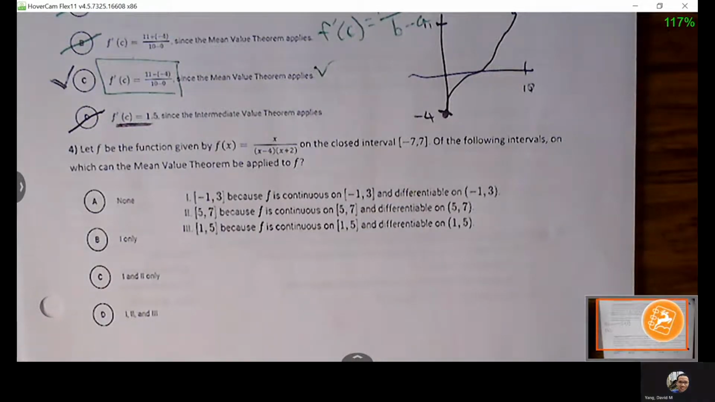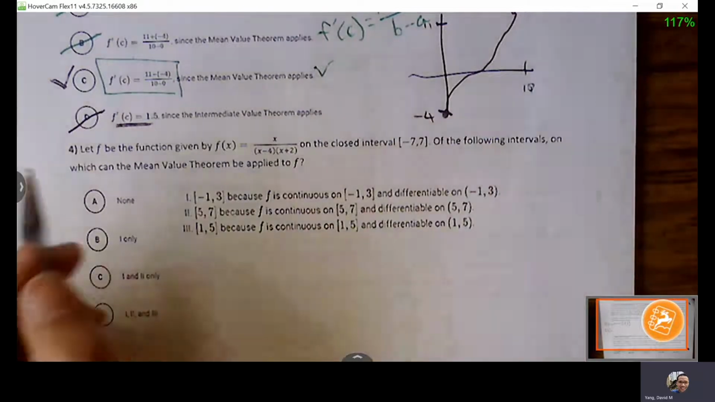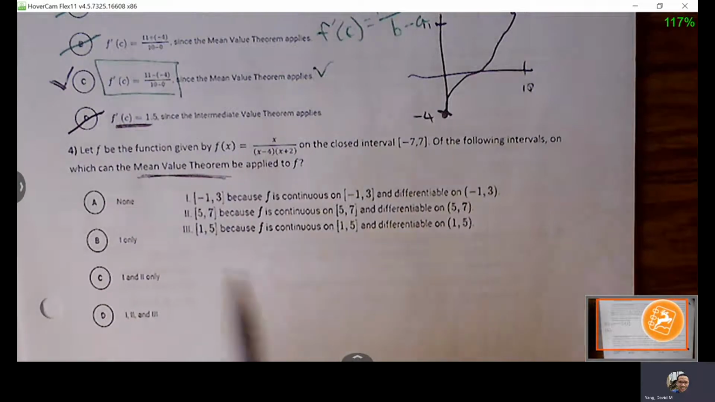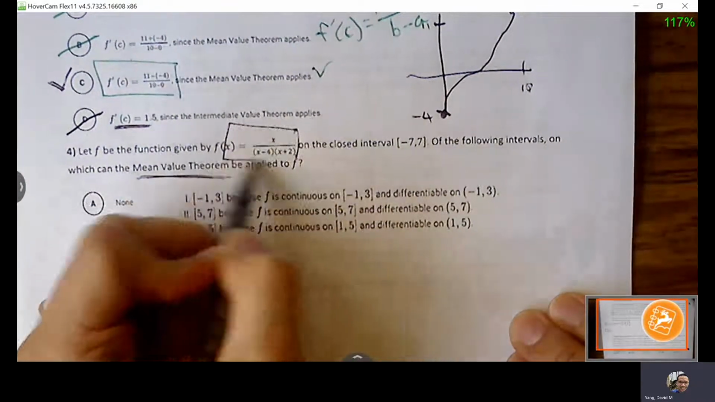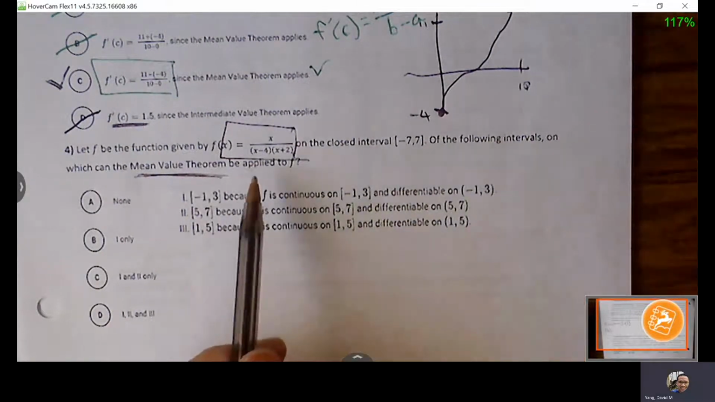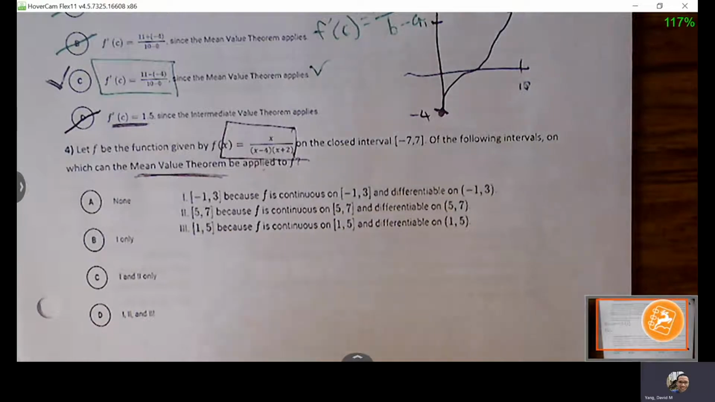Okay, number 4. Let the function be given by f of x. On the following interval, which can mean value theorem be applied? So mean value theorem requires continuity and differentiability. Do you see any potential issues with the setup that this function is giving us? Yeah, there's vertical asymptotes. Now, a vertical asymptote doesn't mean that mean value theorem can't apply for the entire function. It just means that it can't apply if the asymptote is somewhere inside the interval.